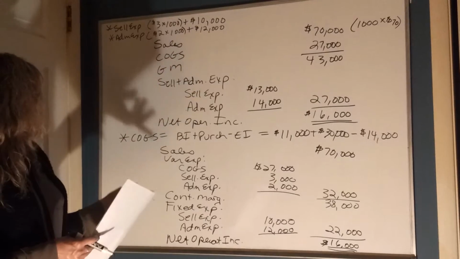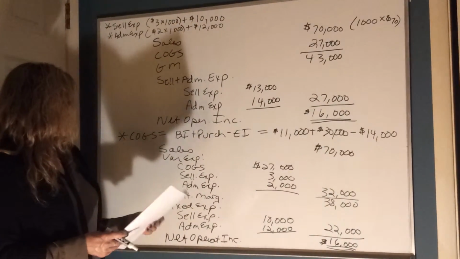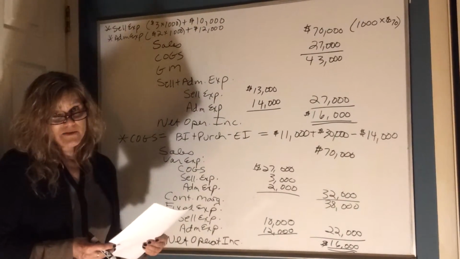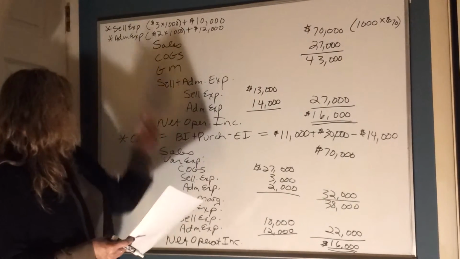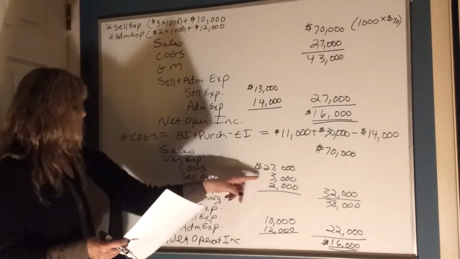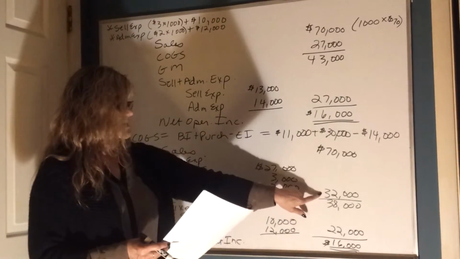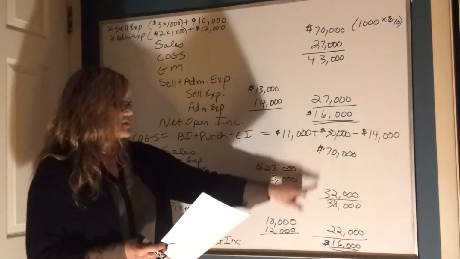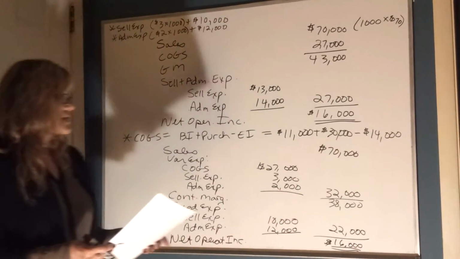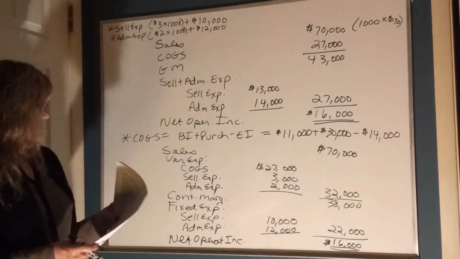So in this case, we already know our sales. They were 70,000. We know our cost of goods sold is 27,000. We already figured out our variable selling, 3,000, our variable administrative. So our total variable expenses are 32,000. 70,000 minus 32,000 gives us a contribution margin of 38,000.